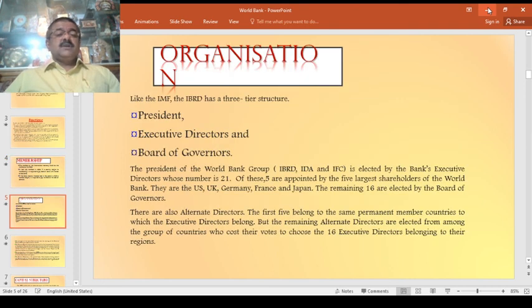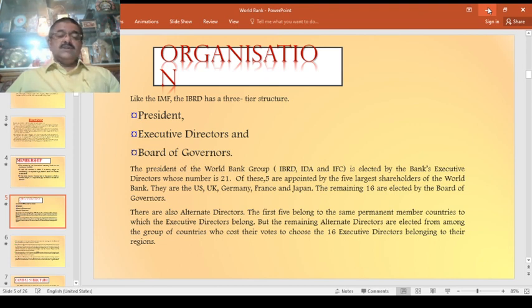Organizational setup. Like the IMF, the IBRD has a three-tier structure. There is a president, executive directors, and board of governors. The president of the World Bank Group, IBRD, IDA, and IFC, is elected by the bank's executive directors, whose number is 21. 5 are appointed by the 5 largest shareholders of the World Bank. They are the US, UK, Germany, France, and Japan. The remaining 16 are elected by the board of governors.